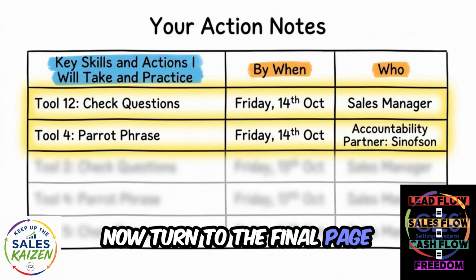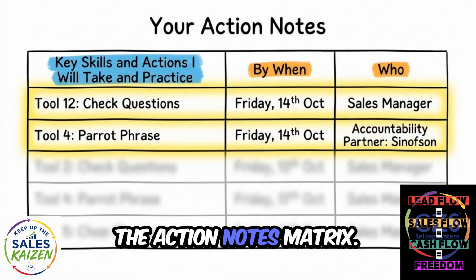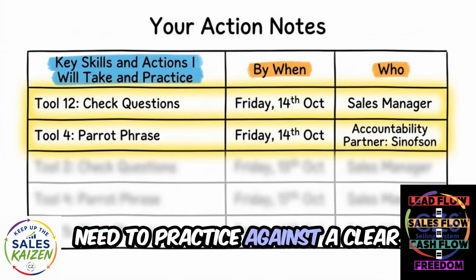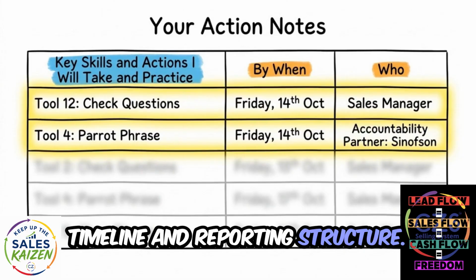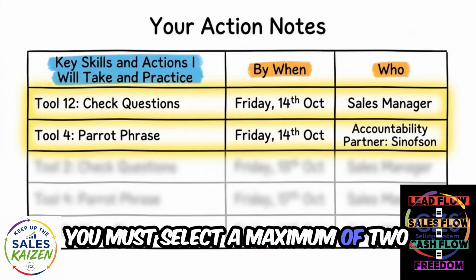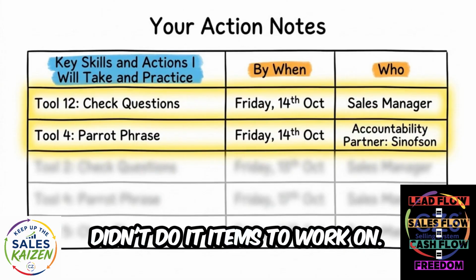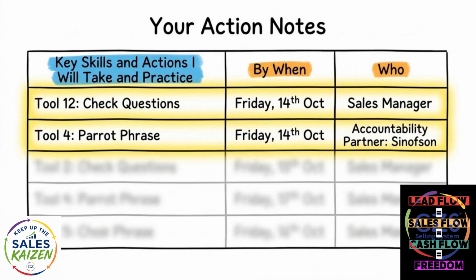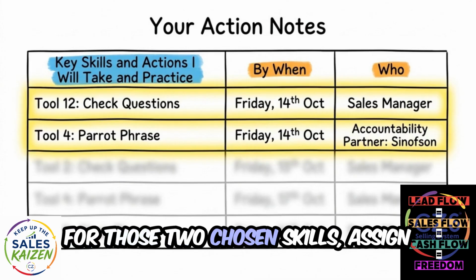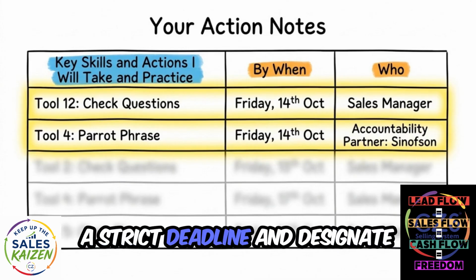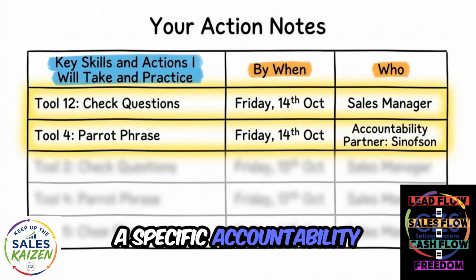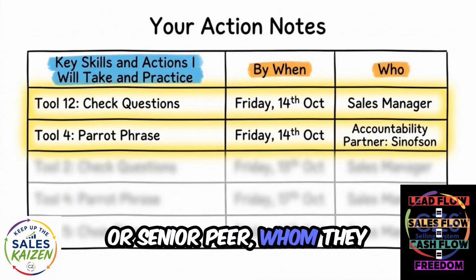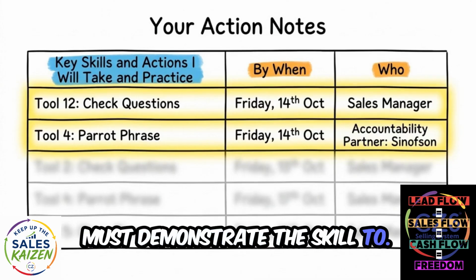Now, turn to the final page of your document to fill out the action notes matrix. This table maps the key skills they need to practice against a clear timeline and reporting structure. You must select a maximum of 2 didn't do it items to work on. Assigning any more than 2 will overwhelm the rep and dilute their focus. For those 2 chosen skills, assign a strict deadline and designate a specific accountability partner, like a sales manager or senior peer, whom they must demonstrate the skill to.